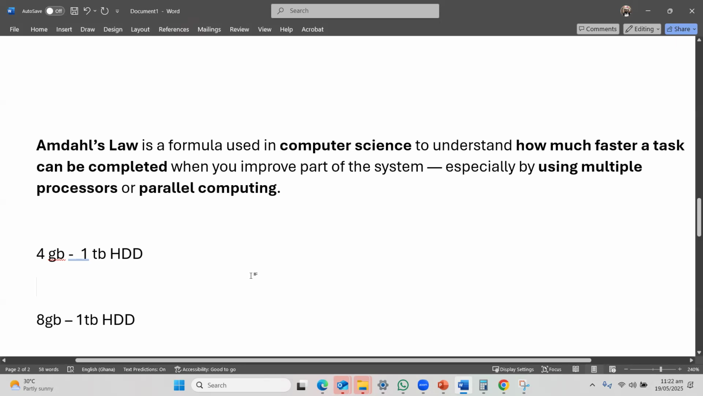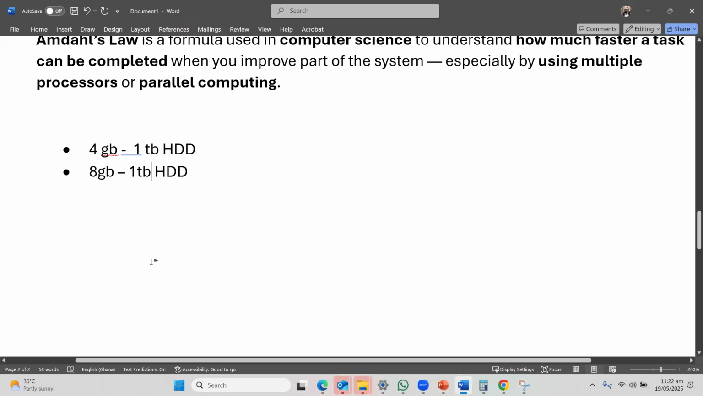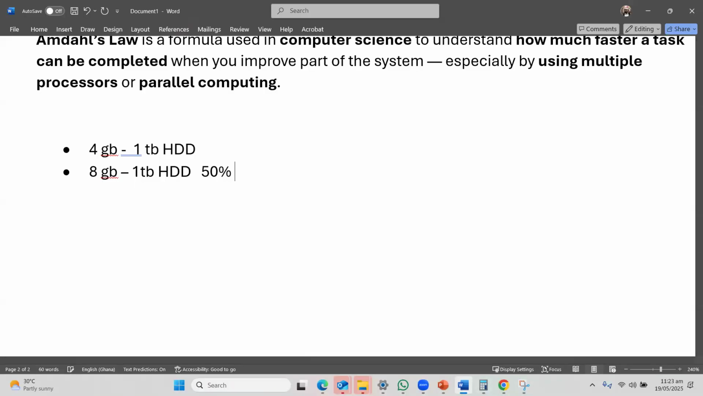Amdahl's law is looking at something very important for us. Amdahl's law is asking us a simple question. One, if I change my computer from 4 gig to 8 gig, how much faster will my computer be? Will it be 50% faster? Will it be 60% faster? Will it be 80% faster? How much faster will it be? Note that the hard drive was maintained.